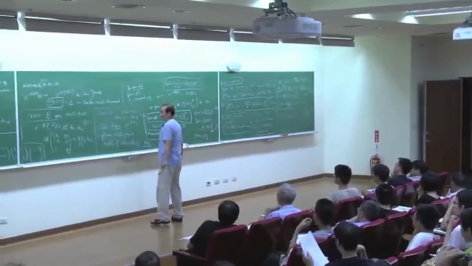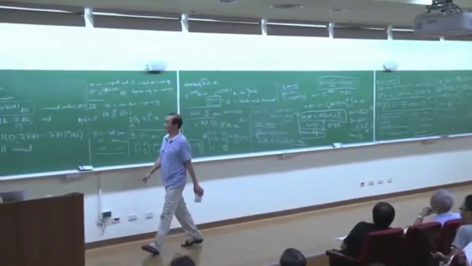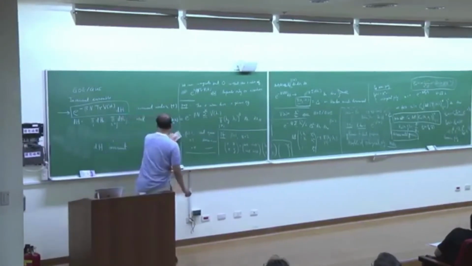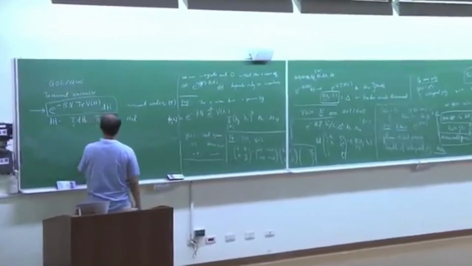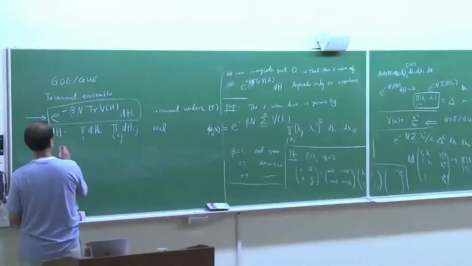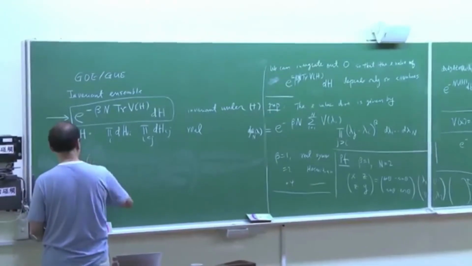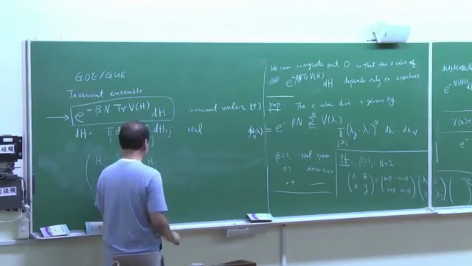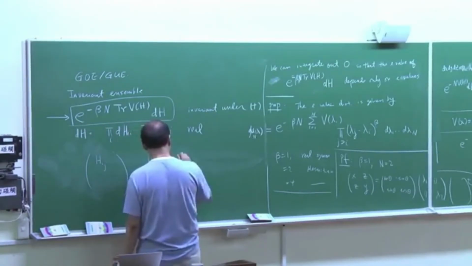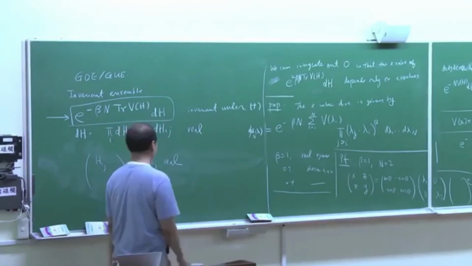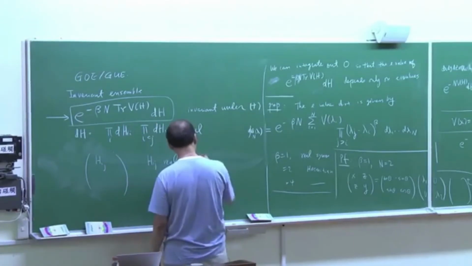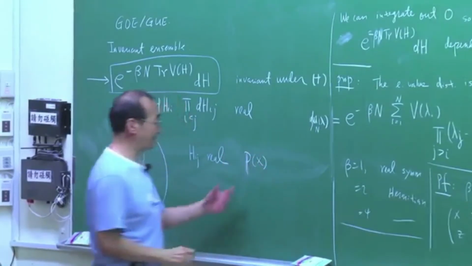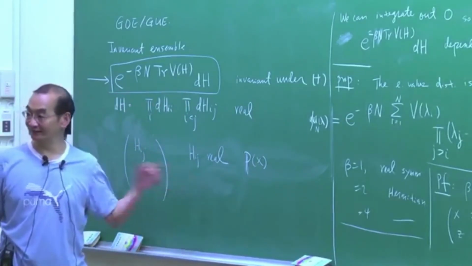Okay, now I understand your question. So the problem is the following. You study this class of measure, right? Now, there's another class. So another class is just Hij. This Hij is a real random variable. A real random variable can have a probability distribution, say P of x. This is the probability density of this Hij.